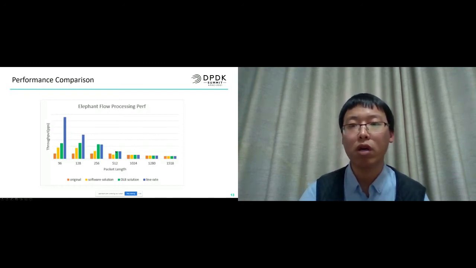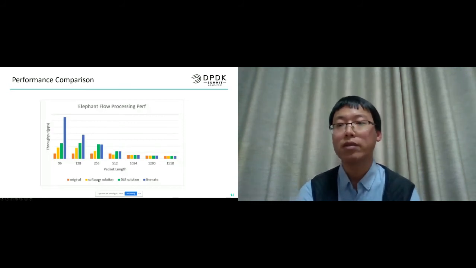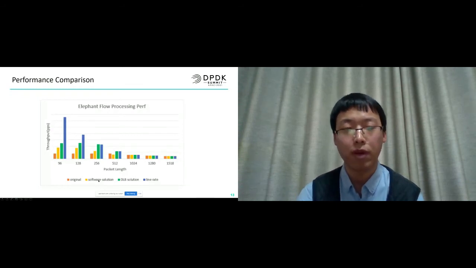If you compare the DLB solution with the software solution, which I marked in yellow, you can see there is also a very big improvement. And what's more, the software solution is not as stable as the DLB solution, and sometimes you can see some perf drop like this here.